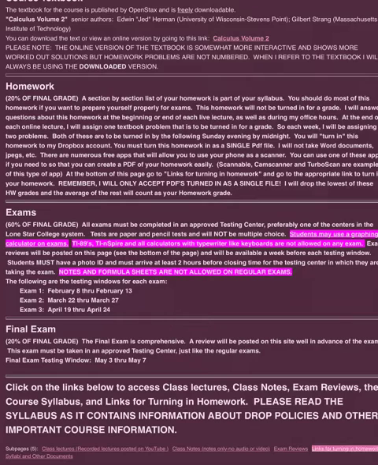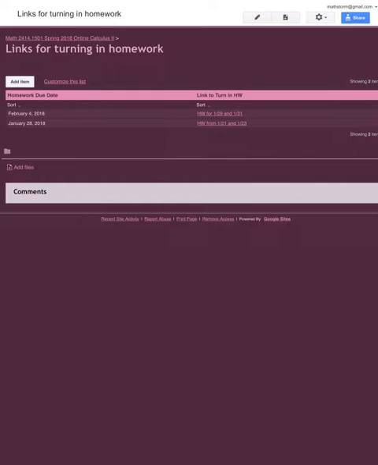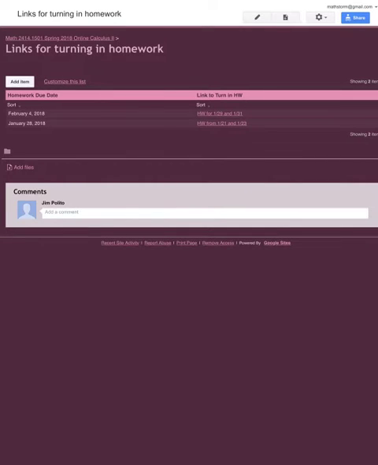And if you click on that, you'll get the dates that the homework is due. So January 28th, February the 4th, and everything. And all you do is click on the link, and it'll take you to my Dropbox, and you'll be able to upload your file to my Dropbox from there.